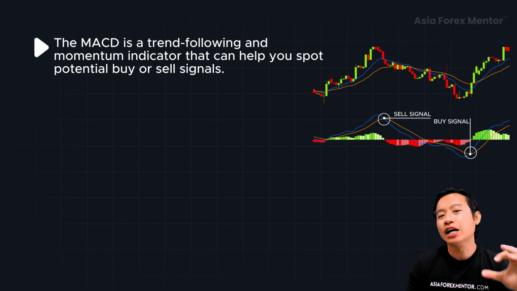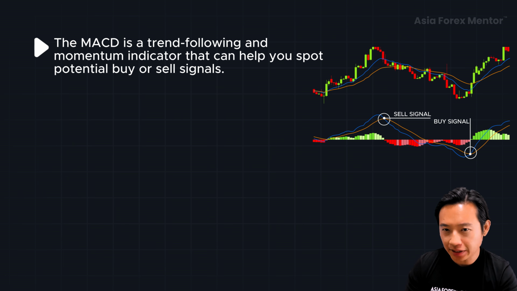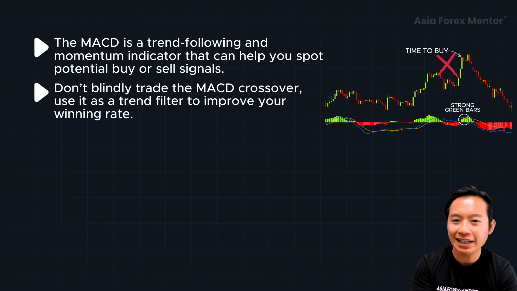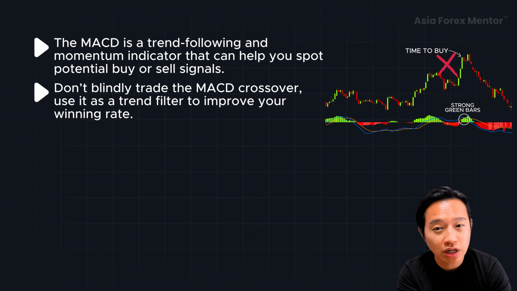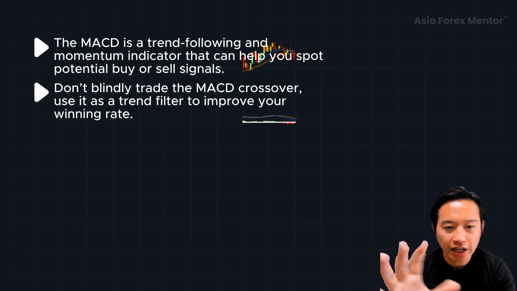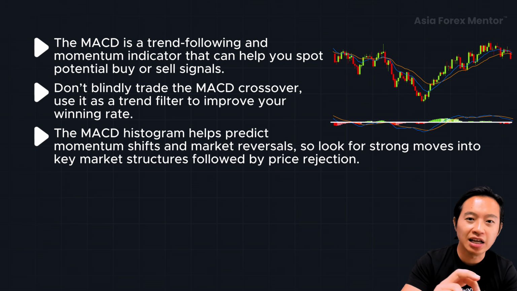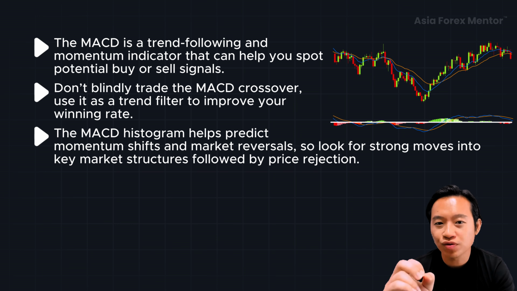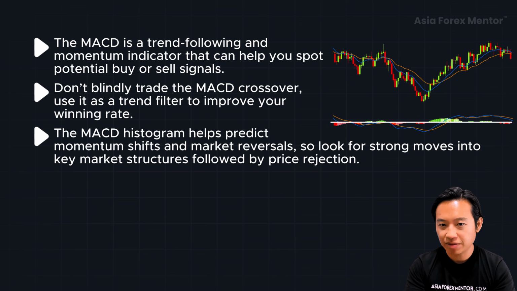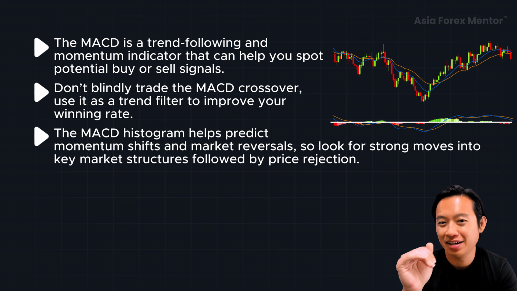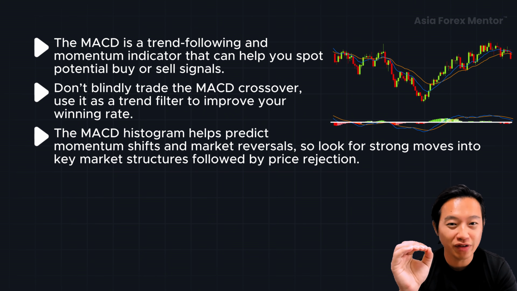The MACD is a trend following and momentum indicator that helps you to spot potential buy or sell signals. You don't want to blindly trade the MACD crossover, although it is powerful, but use it as a trend filter to improve your winning trades. The MACD histogram predicts momentum shifts and market reversals. So look for strong moves into key market structures, followed by a price rejection. Pullbacks at the zero line are very powerful areas of entry as well when it crosses back up.